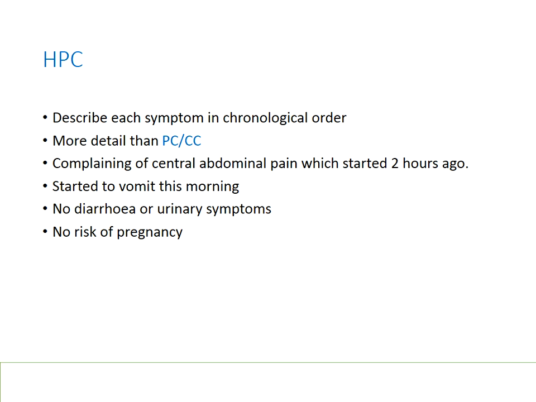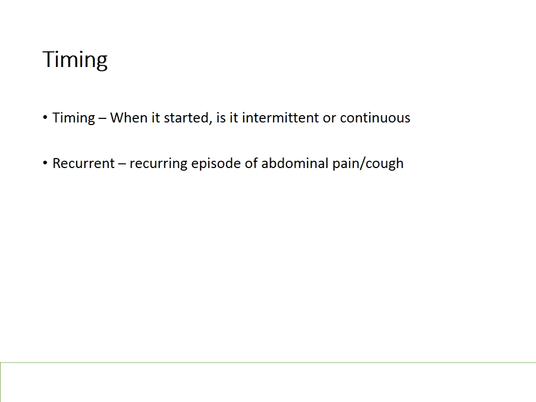So, for instance, complaining of central abdominal pain, which started 2 hours ago, started to vomit this morning, no diarrhea or urinary symptoms, and no risk of pregnancy, particularly if it's a bloke. We might want to know about timing, when it started. Is it intermittent or continuous? Is it recurrent? And do those episodes occur in a pattern? Is it brought on by eating or walking, doing exercise, whatever, etc.